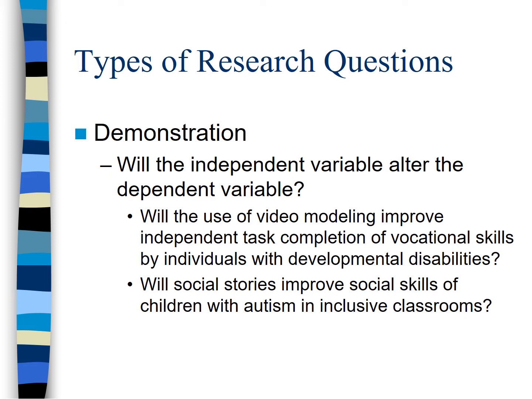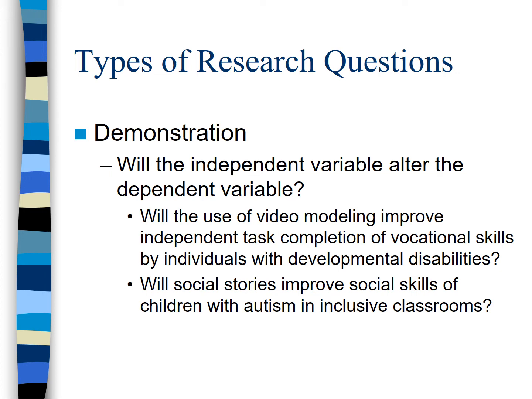Can we identify the elements in it? So who are the participants? The participants are individuals with developmental disabilities. What's the independent variable? The independent variable is the intervention. That would be video modeling. What's the dependent variable? Independent task completion of vocational skills.